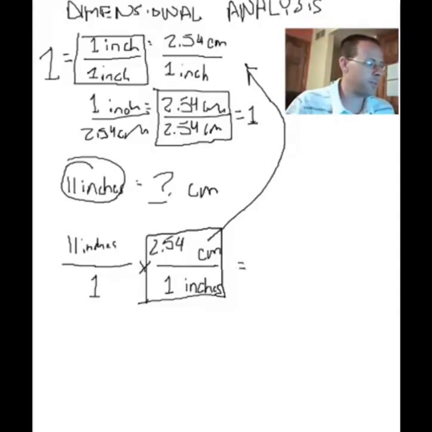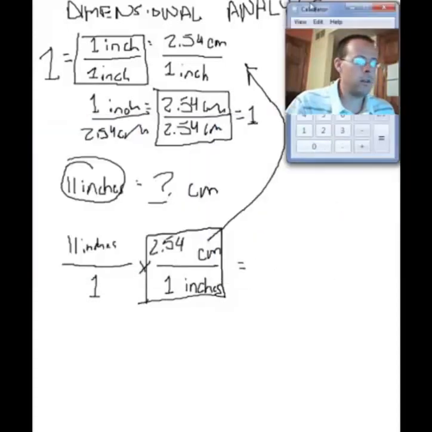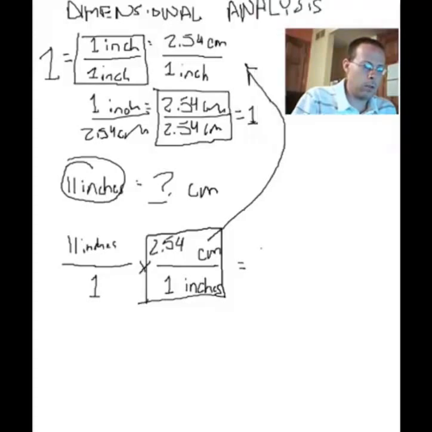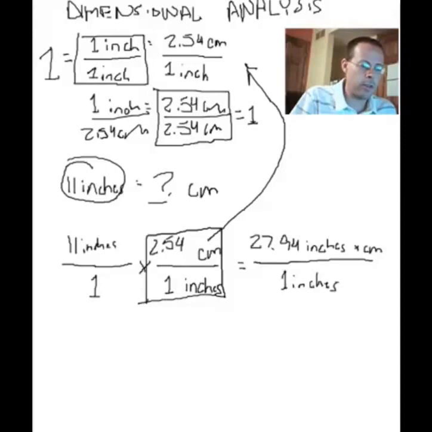So I'm going to pull up a calculator, and we're going to do the math real quick. So we're going to type in 11 times 2.54, and we are going to get 27.94, and our units are going to be inches times centimeters, because those are the two things in the numerator. And in the denominator, we're going to have 1 times 1 inch, so we're going to have 1 inch. Or we're just going to put inches, just so it makes sense.